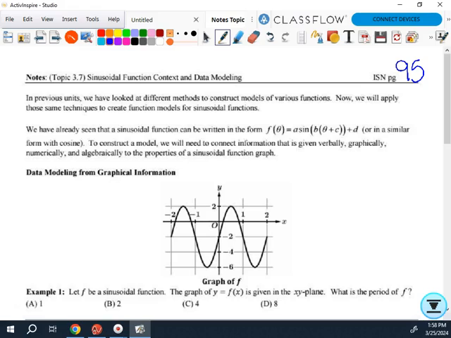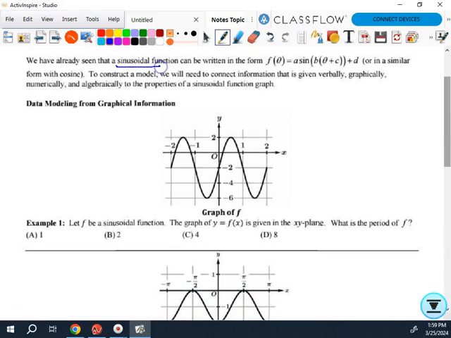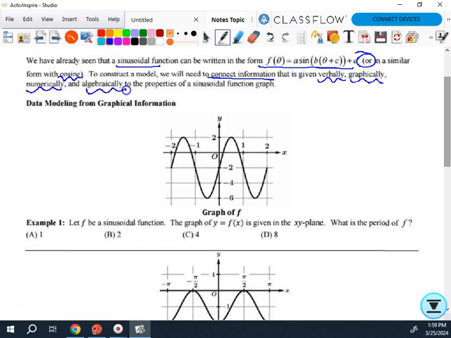This is sinusoidal function context and data modeling. Just like all the other functions that we've done, after we talked about the functions and the pure math part of it, then we looked at it in context, in a real world type of situation. That's what we're doing with these. We've already seen that a sinusoidal function can be written as this, or in a similar form with cosine. It's either sine or cosine. To construct a model, we'll need to connect information that is given verbally, graphically, numerically, and algebraically to the properties of a sinusoidal function graph. We're just taking all the pieces and putting them together.